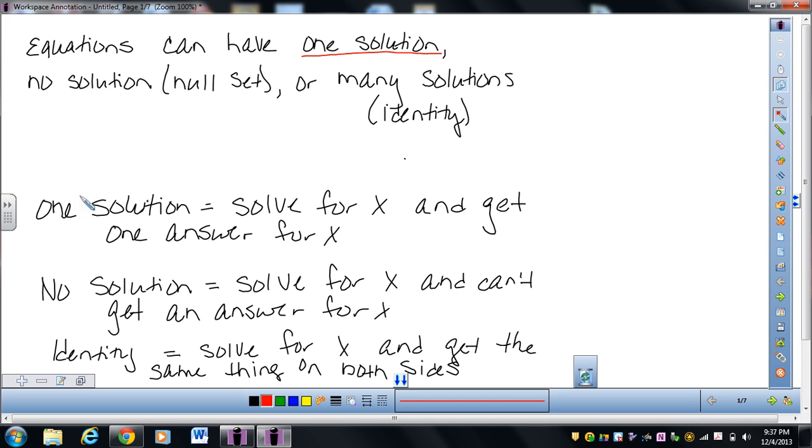So here is your vocabulary for this lesson. You have one solution, which are the ones that we've been doing, where you solve for x, and you get one answer for what x is.